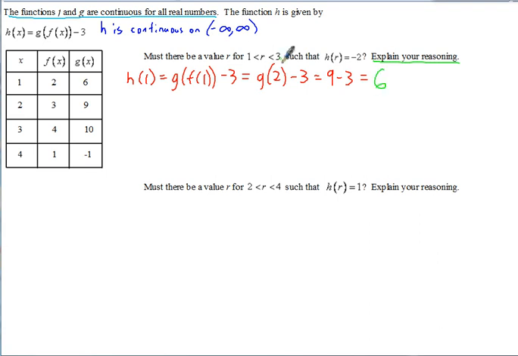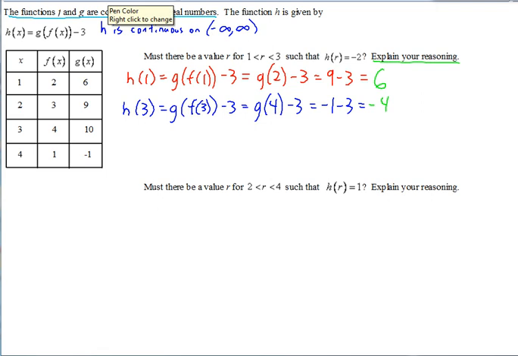Now let's find the y value at the other endpoint of our interval, 3. So h of 3 equals g of f of 3 minus 3. F of 3, let's see, is 4. G of 4 is negative 1. Negative 1 minus 3 is negative 4. So let's take a look. Is negative 2 between 6 and negative 4? Yes, it is. It is between there.